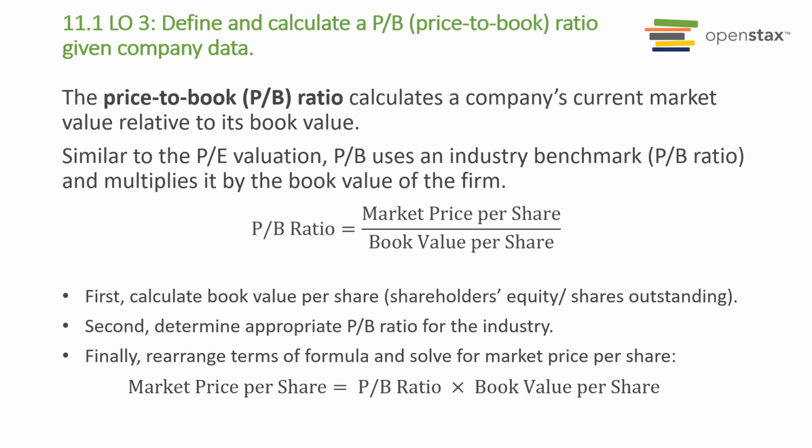The price-to-book ratio calculates a company's current market value relative to its book value. Similarly, the price-to-book uses an industry benchmark and multiplies it by the book value of the firm, as demonstrated in the step-by-step process below and the final formula.